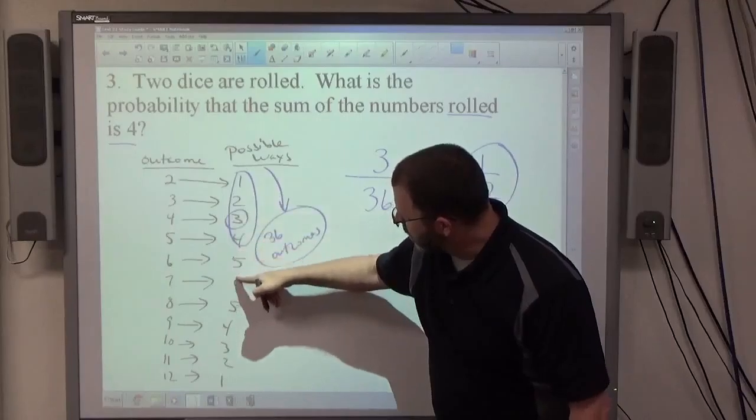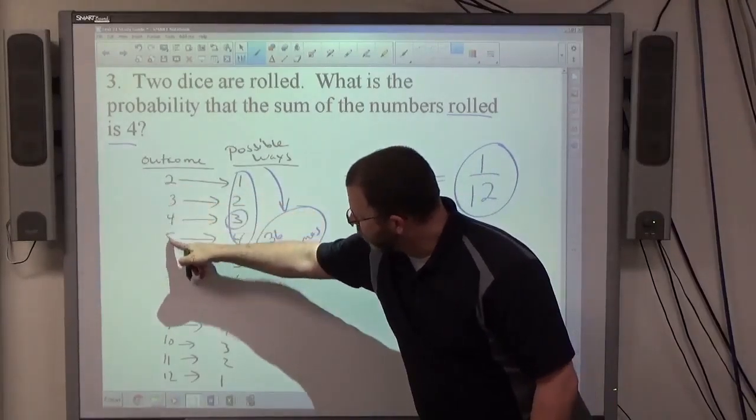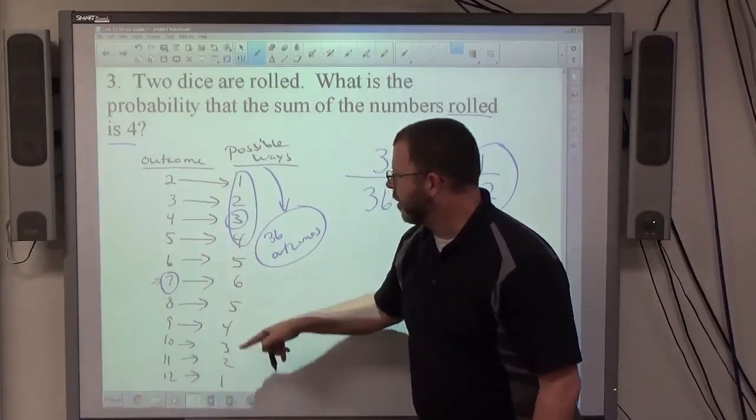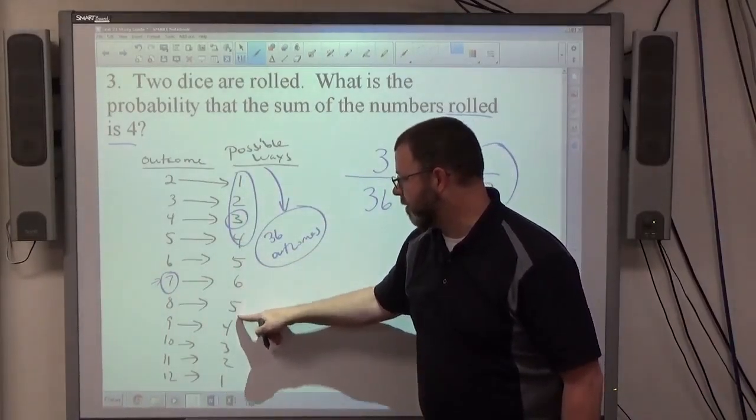Just know that it goes up to 7. So 2, 3, 4, 5, 6, 7. That's the most possible. And then it starts decreasing again. 1, 2, 3, 4, 5, 6. Then back down. 5, 4, 3, 2, 1.